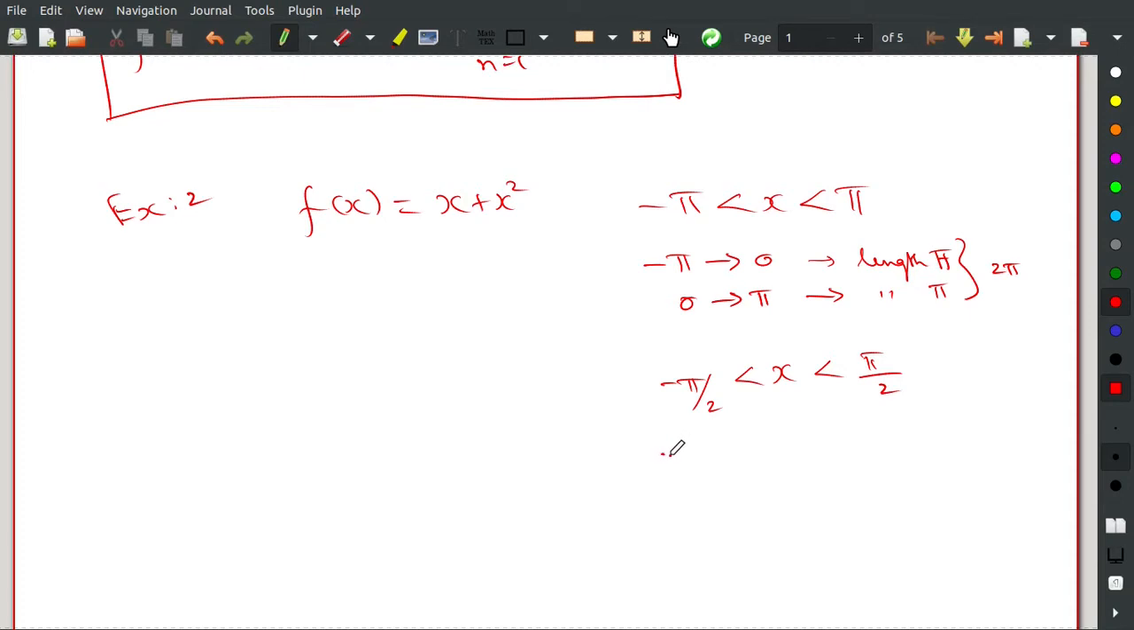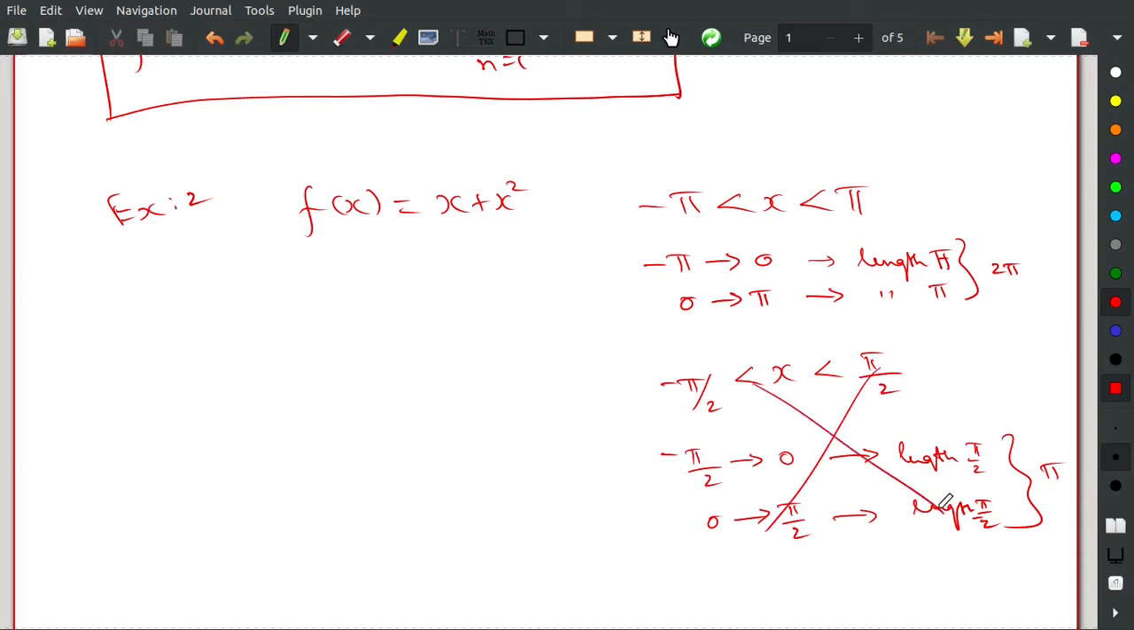So here we have minus pi by 2 to 0, and from 0 to pi by 2. So this is not a 2t length. Each part has a length of pi by 2, so the total length is pi, right? So this is not a limit of 2t. For that you cannot use the formula I have mentioned earlier. For that we have a slightly different formula, and we can go through it as we move on.